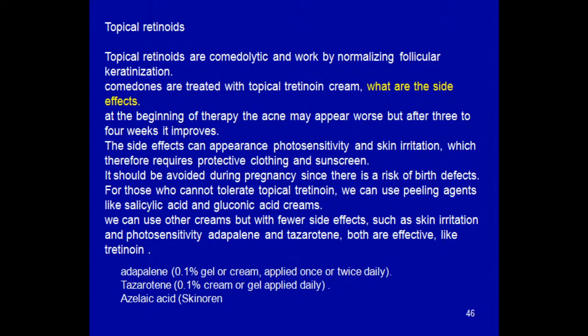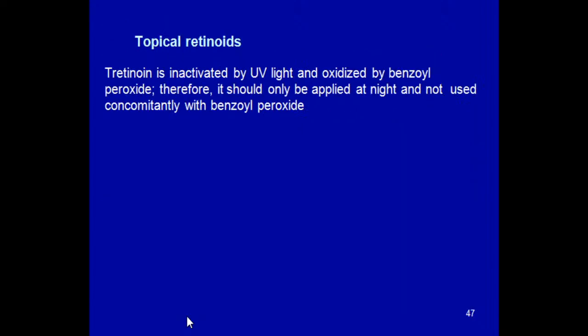For those who cannot tolerate topical tretinoin, we can use peeling agents like salicylic acid and gluconic acid cream. We can use other creams, but with few side effects, such as skin irritation and photosensitivity. Adapalene and tazarotene are both as effective as tretinoin. Adapalene 1%, tazarotene and azelaic acid. Topical retinoid tretinoin is affected by ultraviolet light and oxidized by benzoyl peroxide. Therefore, it should only be applied at night and not used concomitantly with benzoyl peroxide.